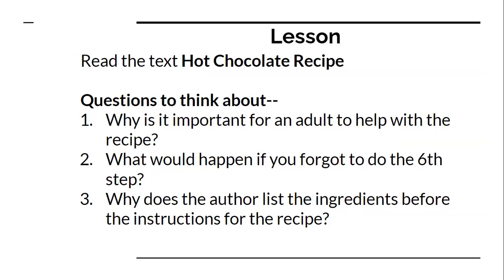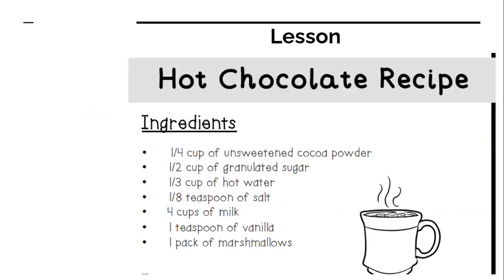While reading the text, questions to think about: Number 1, why is it important for an adult to help with the recipe? Number 2, what would happen if you forget to do the sixth step? Number 3, why does the author list the ingredients before the instructions for the recipe?